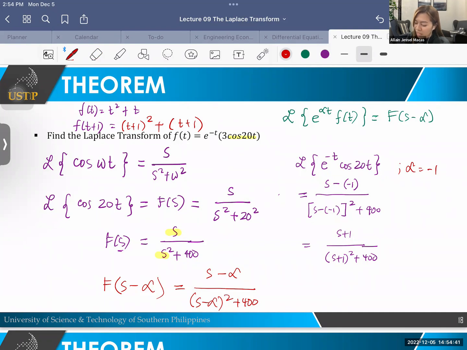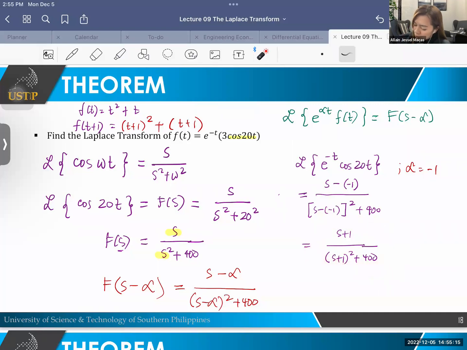Actually, wala pa tanaw man, class. Kay kani siya, hinay-hinay na ko siya, class. Una, gikuha na ko ang Laplace of cosine para makabalo unsa ang itsura niya sa iyang Laplace, para makabalo asa ang atong substitutan of s minus alpha. So when we already get the Laplace of cosine omega t, kabalo na din, okay, kani ang atong pang-substitutan of s minus alpha. So that means the Laplace of e to the negative t cosine 20t is this one.